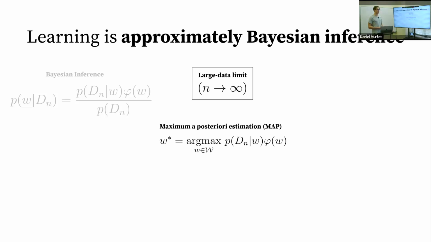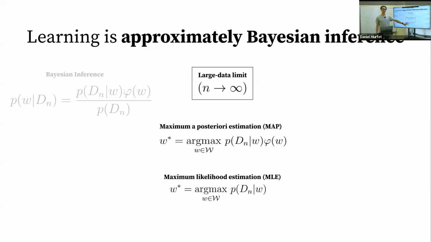And so from this, you can argue that I don't need to learn an entire density. I can just learn the single best choice of parameters. So you move from density estimation to point estimation. Do maximum a posteriori estimation, which is just trying to maximize this numerator, or maximum likelihood estimation where you throw out the prior.